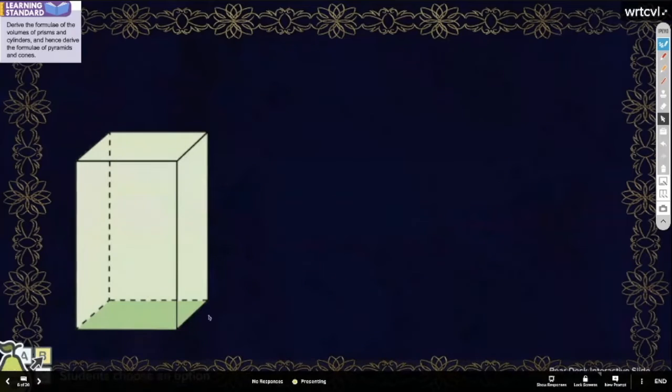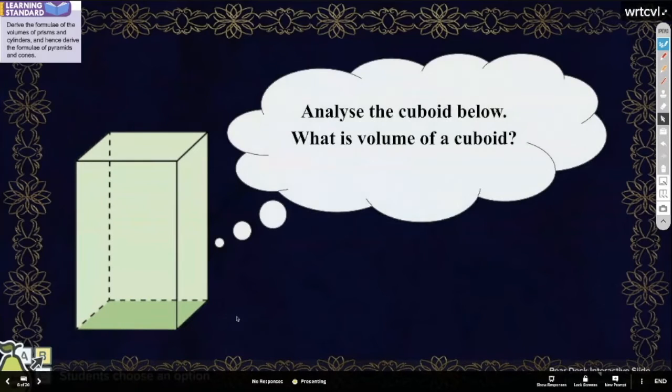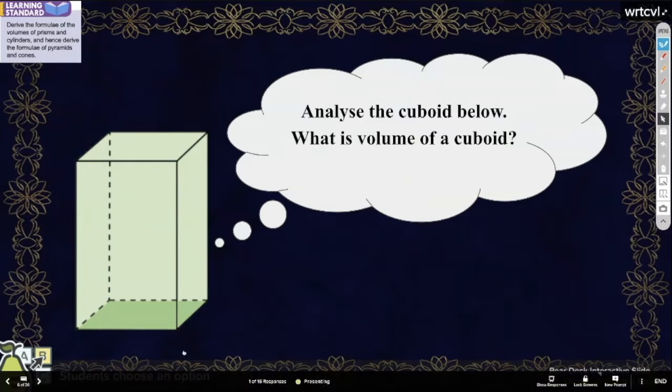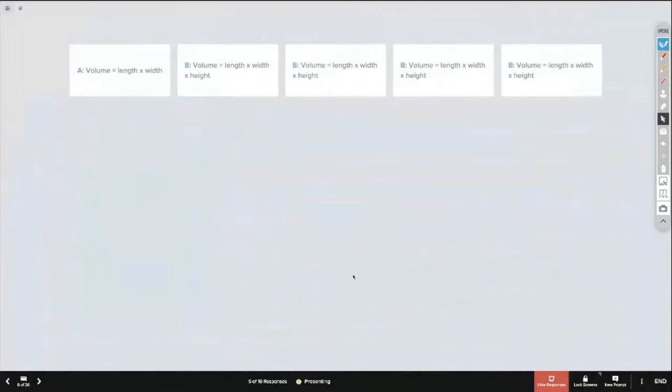So this is what? This is a cuboid. Do you know how to find the volume of a cuboid? What is the volume of a cuboid? This one I think you learned in primary school. How to get the volume of a cuboid? Can you recall or not? So choose your answer. What is the formula to get the volume of the cuboid?